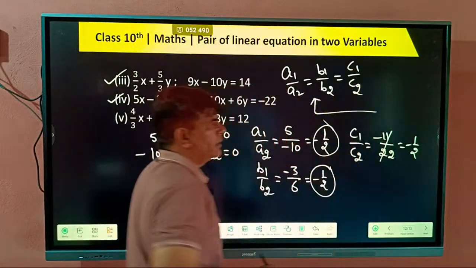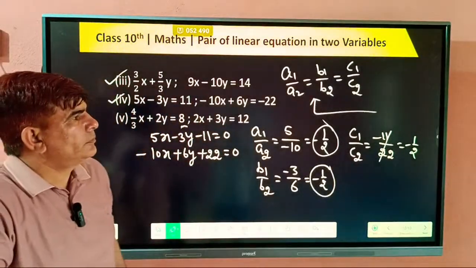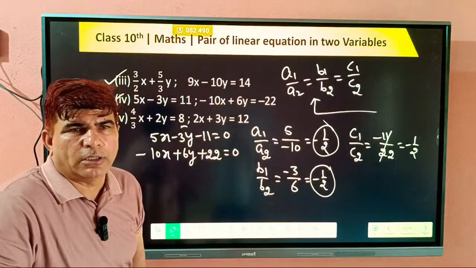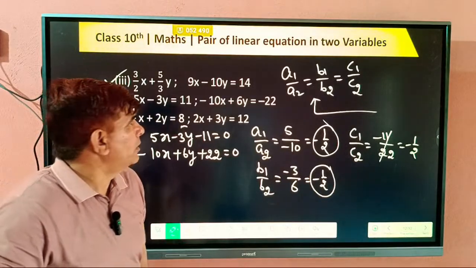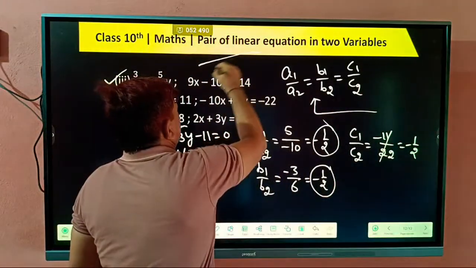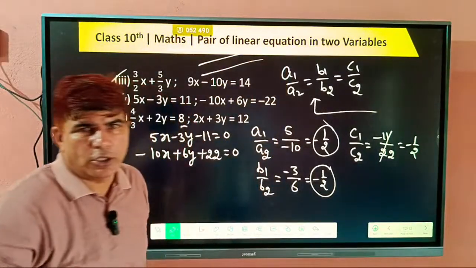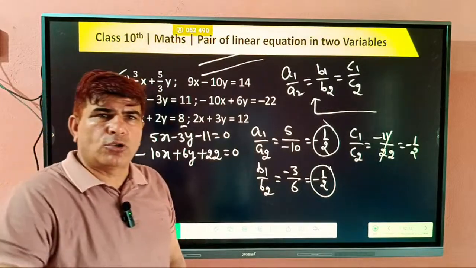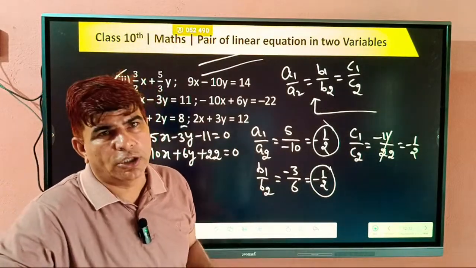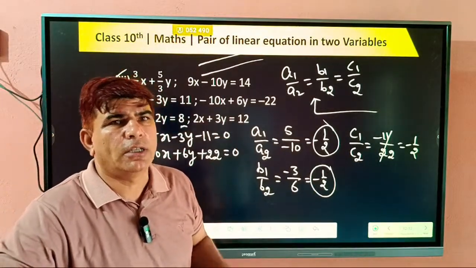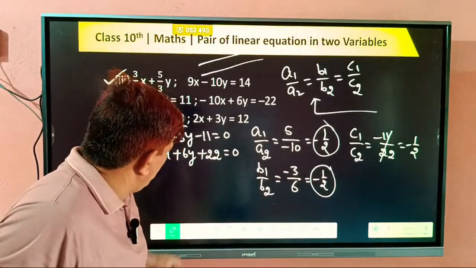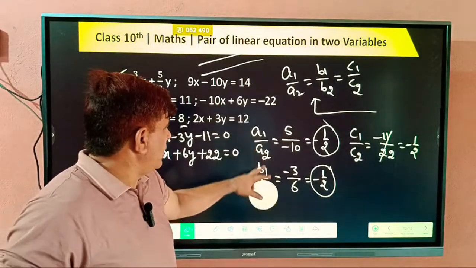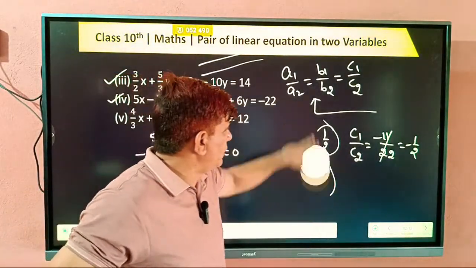So what does it mean? Both lines are parallel to each other and never meet through the graph. So how many solutions? No solution. If a pair of linear equations has no solution, is it consistent or inconsistent? Inconsistent. Understood?